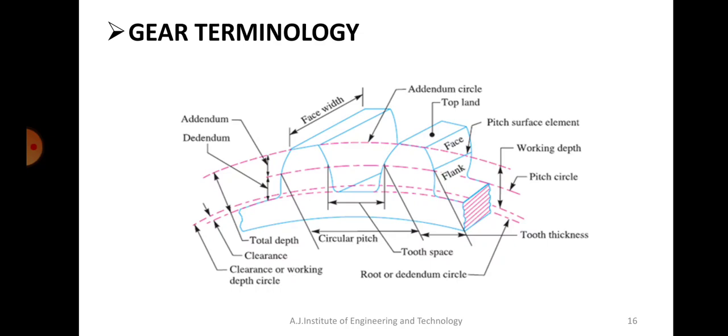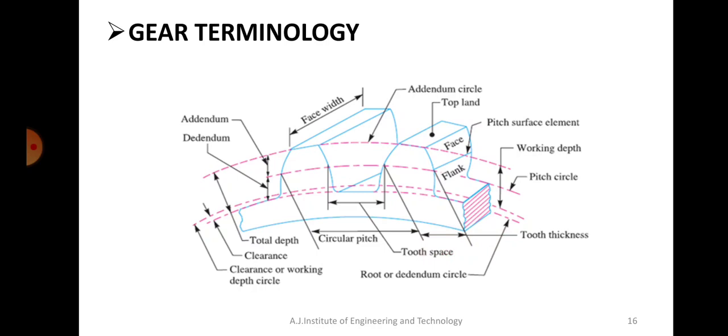Now similarly, there is one more term called dedendum. One is addendum, one is dedendum. Now what is dedendum? You can see another circle there passing through the bottommost point of the teeth. That circle is called the dedendum circle, or root circle.